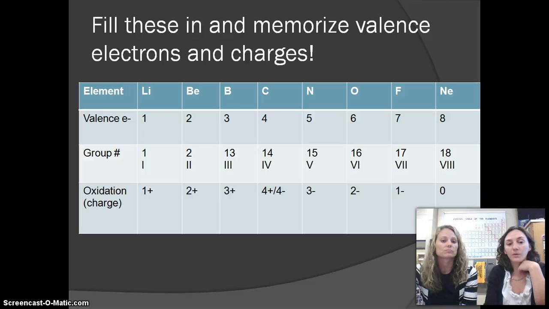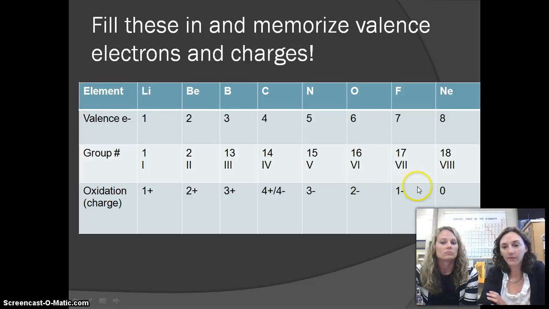But notice your Roman numerals, regardless of whether they're A or B. Notice this Roman numeral is 8. You've got 8 valence electrons. Roman numeral 7, 7 valence electrons. So they match what your valence are.